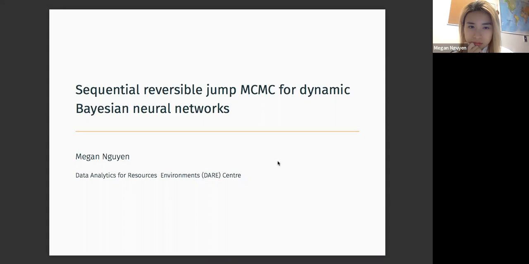Today we have Megan Nguyen presenting the talk on sequential reversible jump MCMC for dynamic Bayesian neural networks. Megan is a second year PhD student at the University of Sydney School of Computer Science, and she's also part of the Data Analytics for Resources and Environment, also known as DARE. And I'm jointly supervising Megan with Ming-Nok Grant from School of Business, University of Sydney. And Megan is interested in Bayesian methods, deep learning, and applications to climate problems.